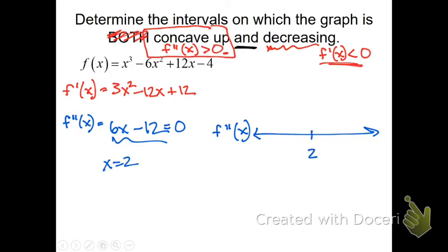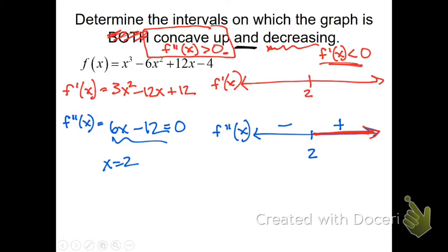Checking around that, to the left of 2, we'd get a negative. To the right of 2, we'd get a positive. Well, we're looking for concave up, so now I've already limited myself. I'm looking for only this part of my answers. Now let's get the first derivative sign chart on there. Even though there's going to be more of my first derivative sign chart, I really only care about what's happening to the right of 2, because I already know I needed it to be concave up.